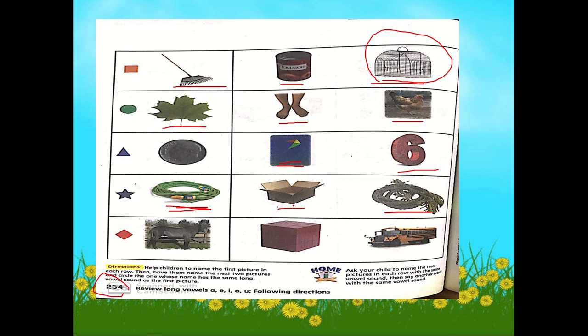Hose, box, or rope? And the last picture is mule. What vowel sound do you hear in the word mule? Very good. It is the U sound, or the long sound of the letter U. Now, which picture has the long sound of the letter U? Is it cube or bus? Very good.